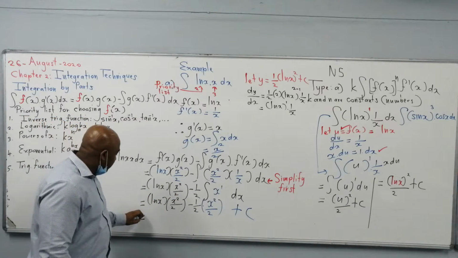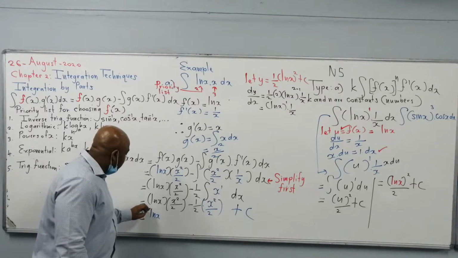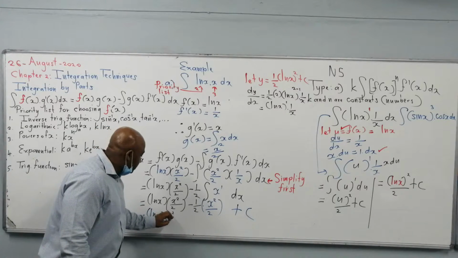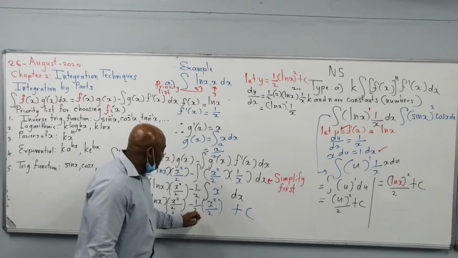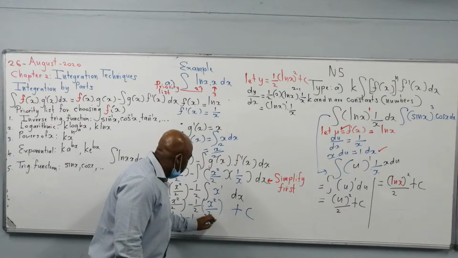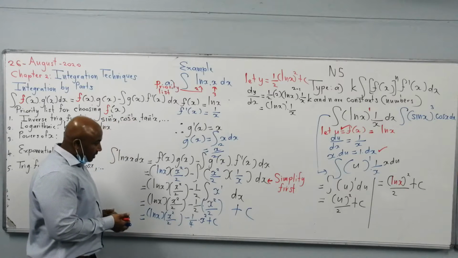So let's just simplify that. So that's going to be ln x times x squared over 2 minus 1 over 4 times x squared plus c.